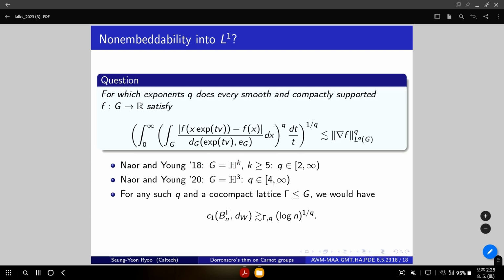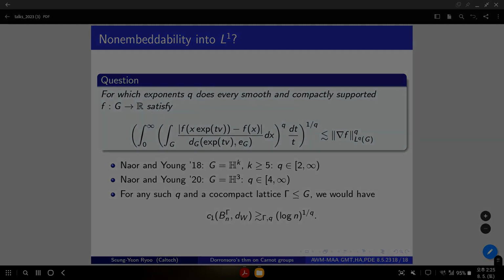The best explanation I can give is that in H3, if you take a vertical plane, it looks like R2. So the horizontal direction does not generate the vertical direction if you restrict to that plane. But in H5 or higher, if you take a codimension 1 subspace, it can generate the commutator direction. And so far, that's the reason I can see why this is happening here.